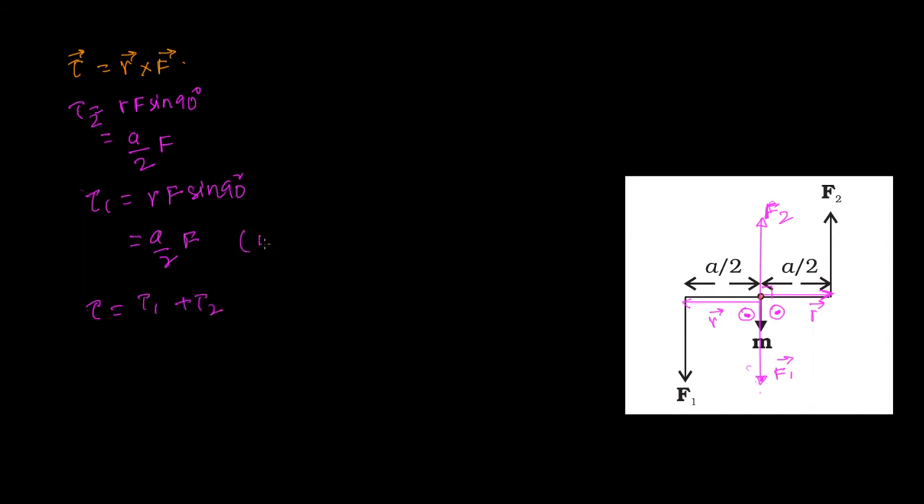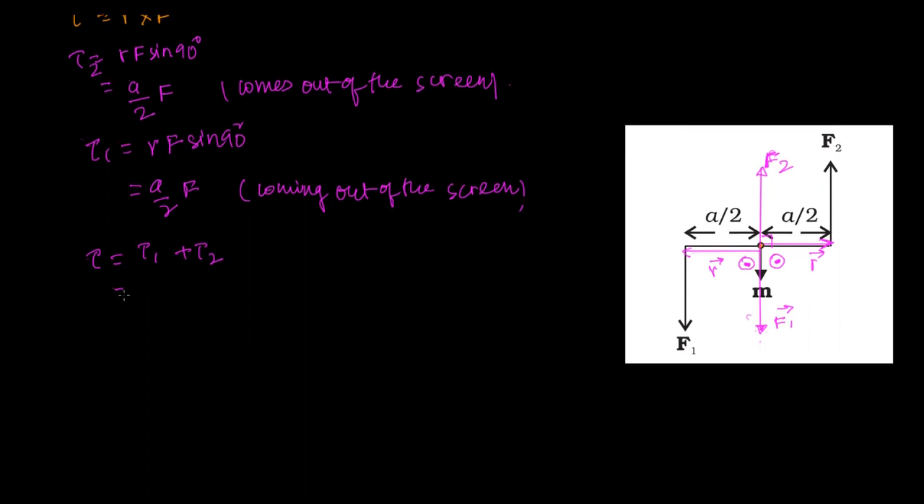Okay, so it is coming out of the paper, out of the screen in this case, right? And this two comes out of the screen as well, and hence they add. Their magnitudes straightaway add because they are parallel vectors. And that becomes A upon 2 into F plus A upon 2 into F. That is nothing but A into F. Correct?